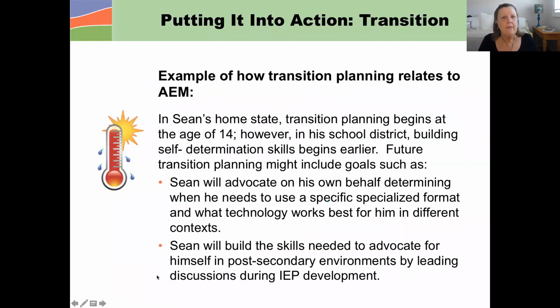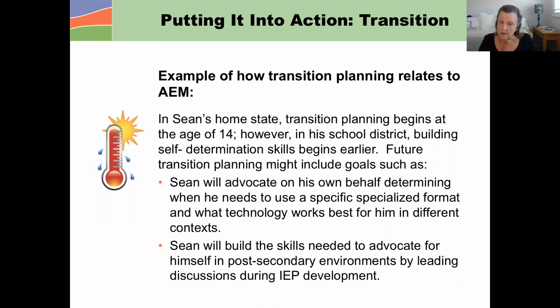Important stuff. So putting this into action, Sean's home state begins transition planning at the age of 14. However, in his school district, building self-determination skills begins earlier. Again, Sean, he won the jackpot in several ways. The future transition planning might include goals such as he will advocate on his own behalf, determining when he needs to use a specific specialized format and what technology works for him best in different contexts, because it may not always be the same format or the same technology in a variety of contexts.